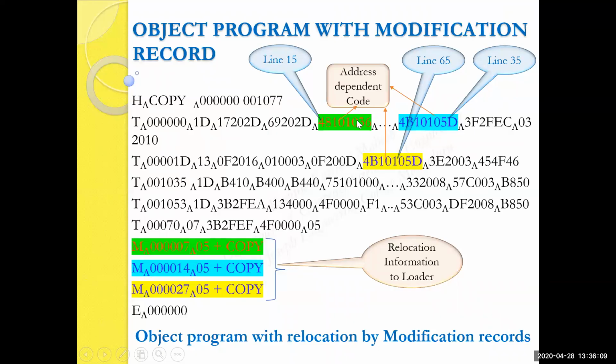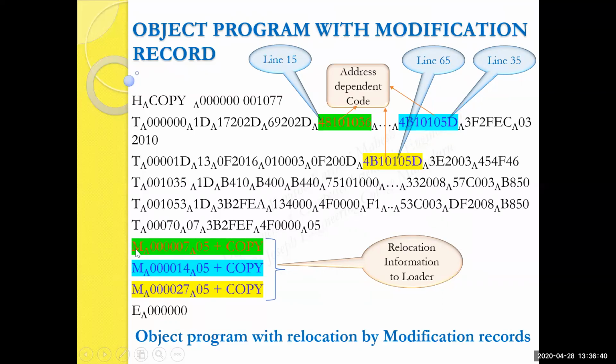So these are the instructions that are generated which require modification, and the portions of the code that require modification, and what modification has to be done, is indicated via the modification record here. Actually, these are commands to the loader. When the loader loads the program, it does the necessary modification that is indicated in the modification record.